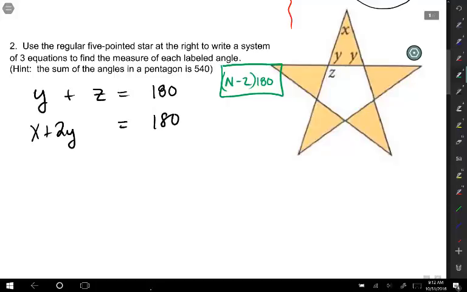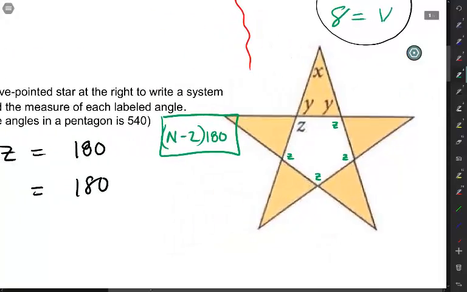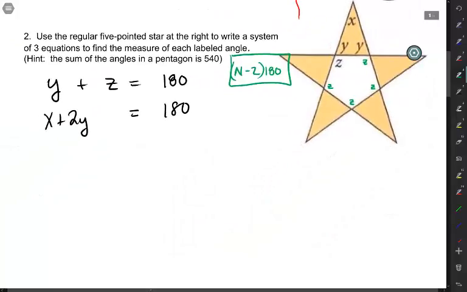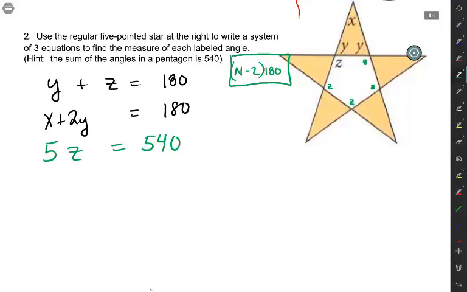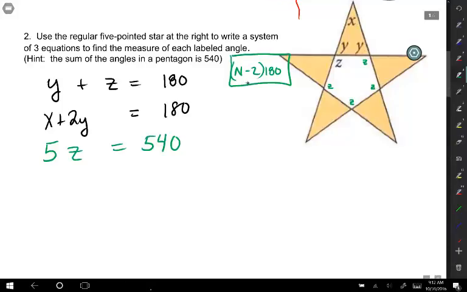Well, let's do some labeling here. I'm going to label all my pentagon corners with z's. So how many z's do we have? All told, we have 5. And that equals 540. Now, if this hadn't been a pentagon and it was just any other polygon, you could have, Tom, taken the number of sides, plugged it in. And the reason this is 540 is because 5 minus 2 is 3 times the 180. That's where that 540 came from.